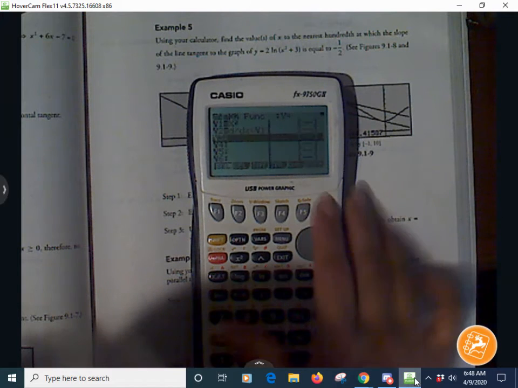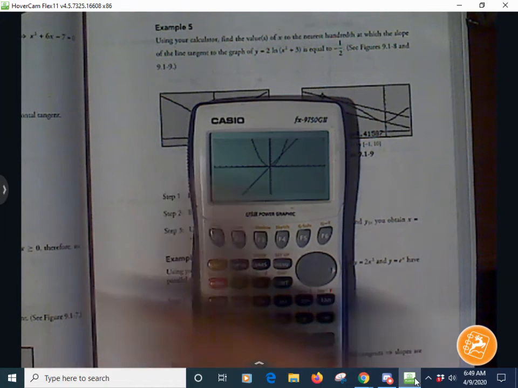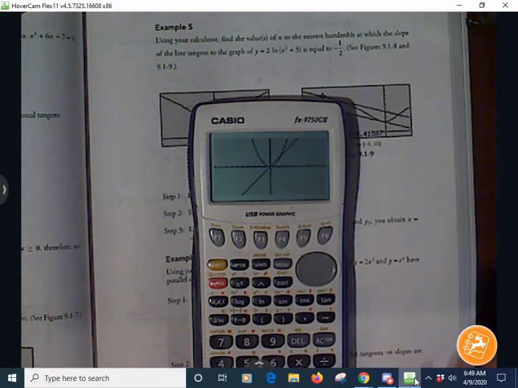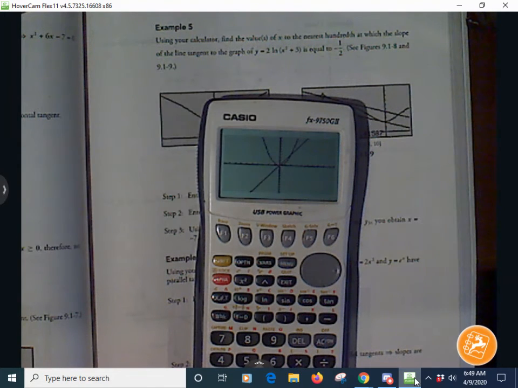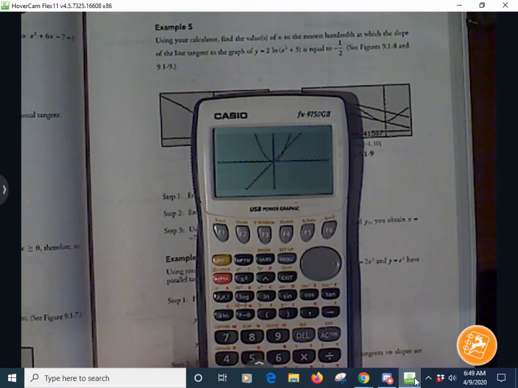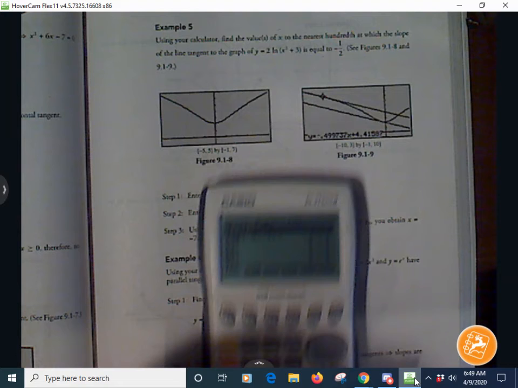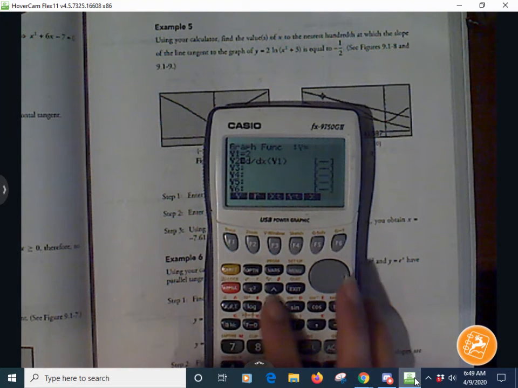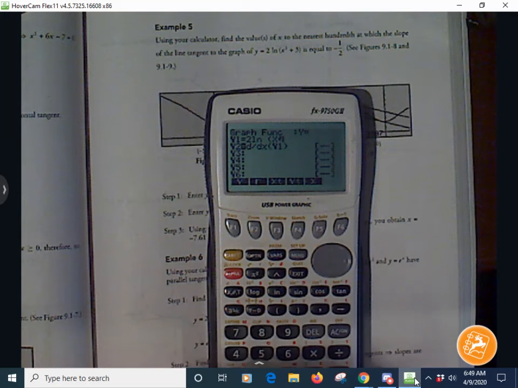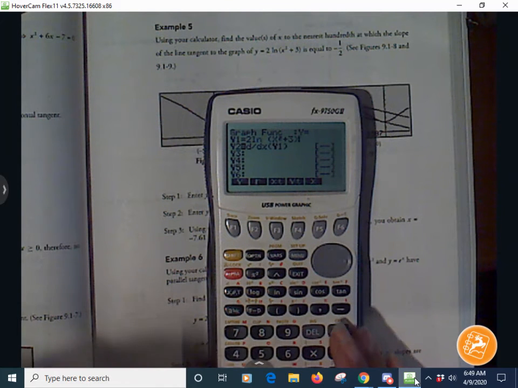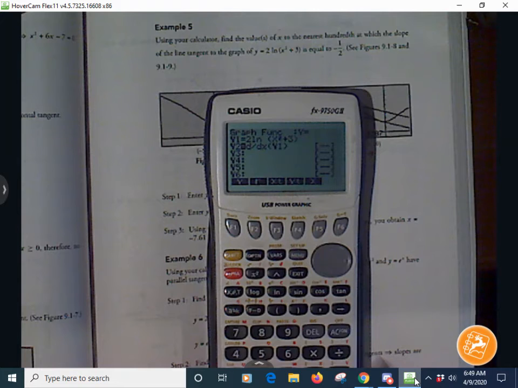Now I'm going to draw this. There's my x squared, and now it's drawing the derivative, which is 2x. So we can see that the second graph it's drawing is the derivative. Now let's go back to this problem. I'm going to write 2 natural log parentheses x squared plus 3. Double check that. Okay, good. And I already have the derivative of y1 there. Okay, so here we go.